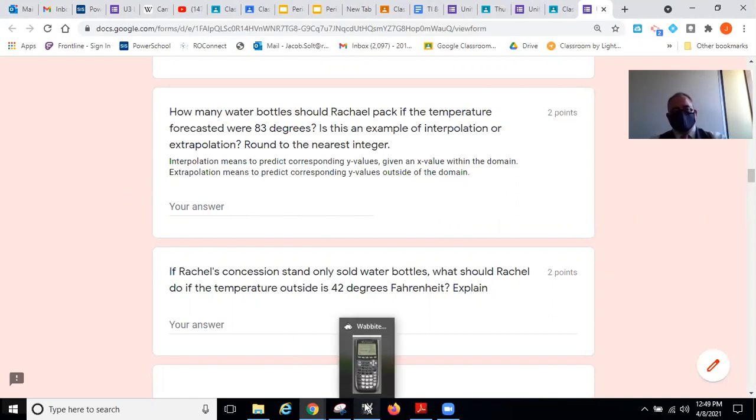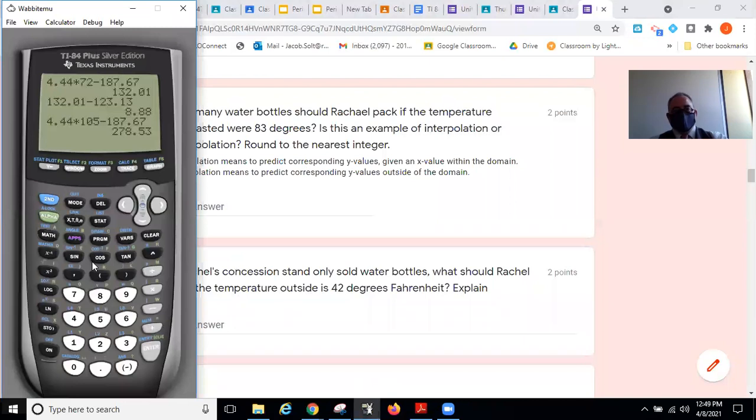All right, let me talk about how this goes. I won't even give you the answer for this. I will point out that we have a function. So you could, if you wanted to, use the y equals for this. You could press the y equals button and do 4.44 times x minus 187.67. I'm just showing you a different way of doing it.